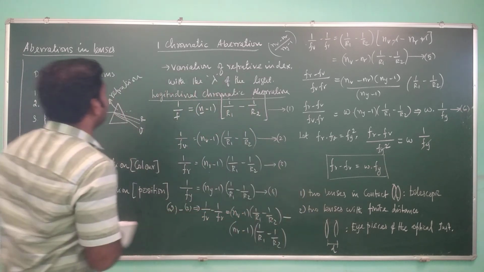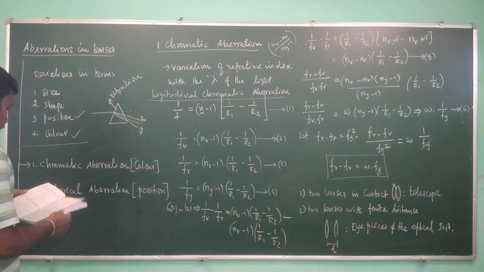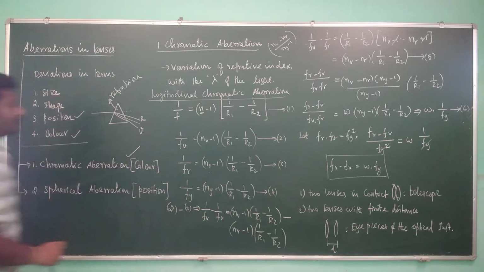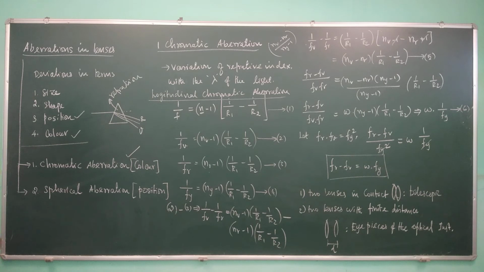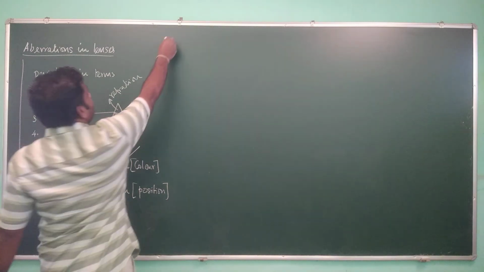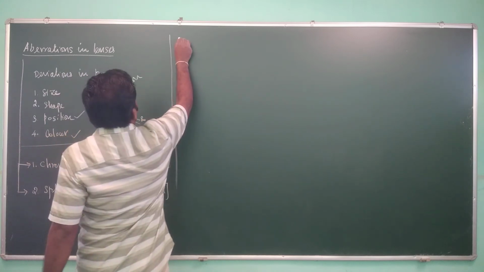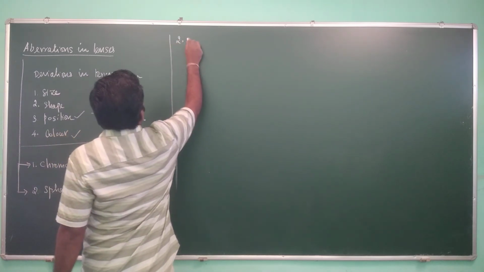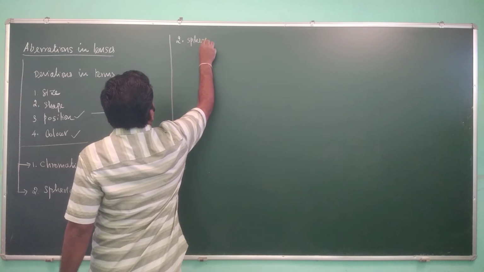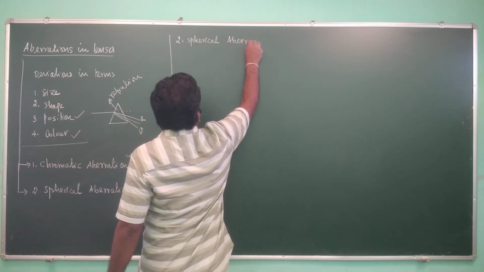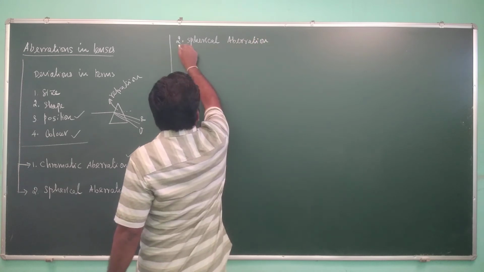Fine. Now this is all about chromatic aberrations. Let's move on to spherical aberrations. So the first topic is over. Now let's move to spherical aberrations. The second topic is spherical aberration.